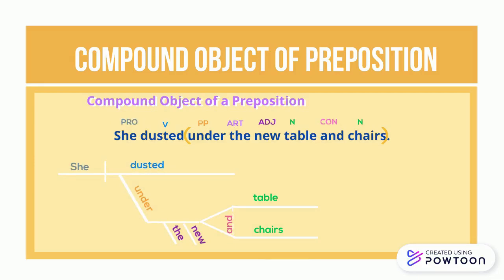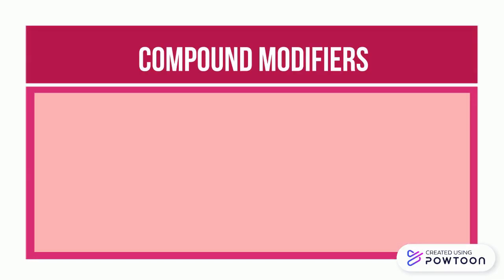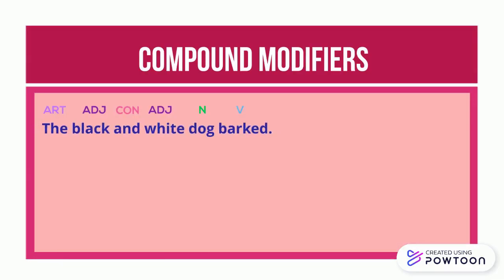Notice that because the modifiers the and new describe both the table and the chairs, they are attached to the line before it branches out. If they were only for one, they would just modify that line. Compound modifiers are diagrammed as usual and then connected with a dotted line and a conjunction.